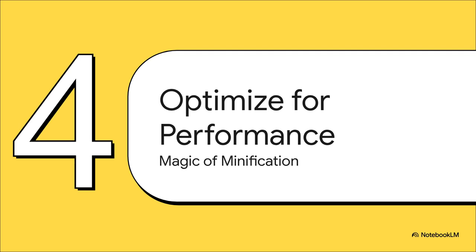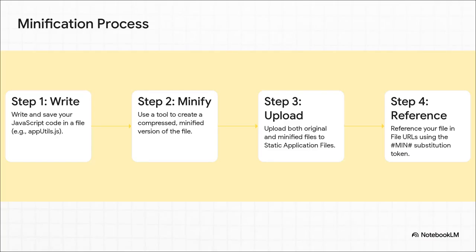Okay, so now your code is clean, it's organized, and it's in the right place. Let's make it fast. Every single byte counts when it comes to page load times, and we can slash our JavaScript file sizes with a little bit of magic called minification. And the best part is, Apex makes this whole process incredibly easy. This simple 4-step flow is really the key to shaving seconds off your load times. You just write your code, create a compressed version, upload both of them, and then let Apex do all the heavy lifting for you with a special little token.